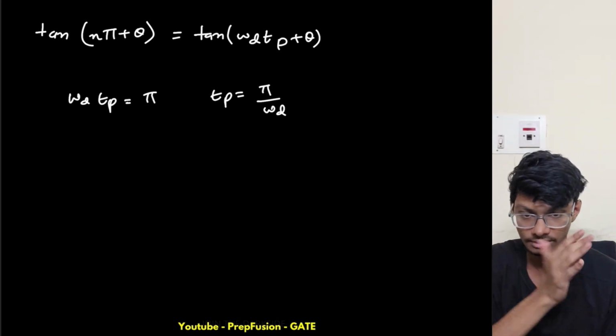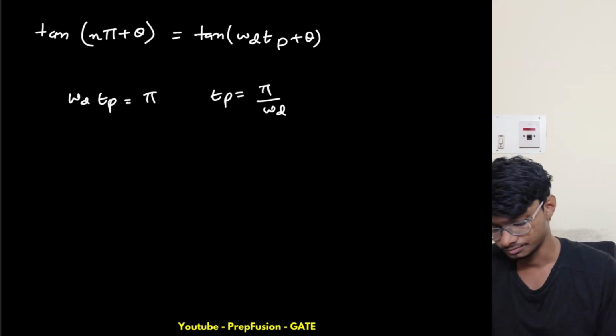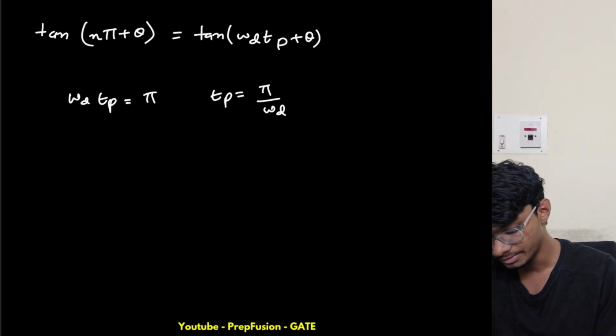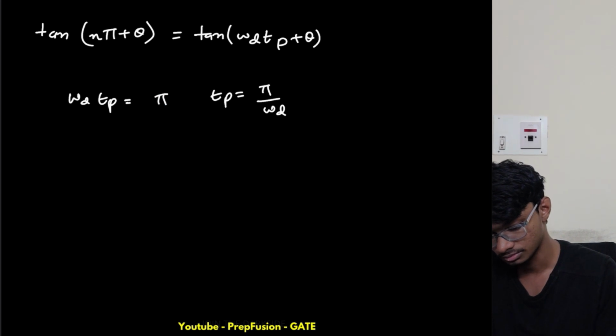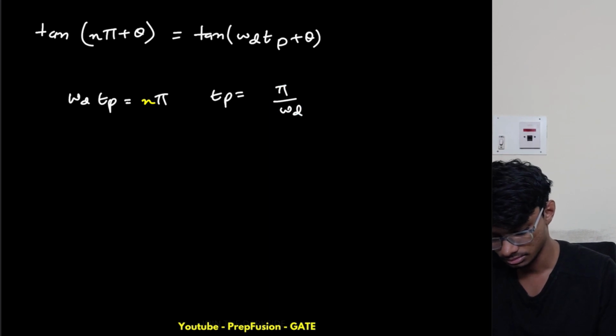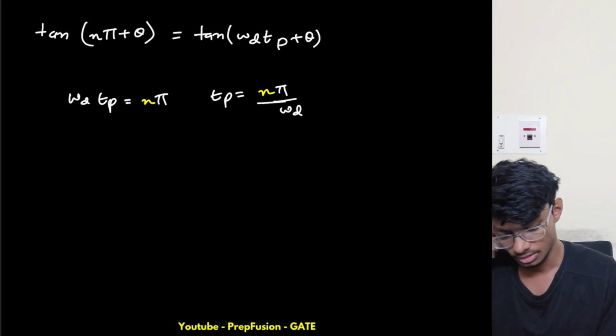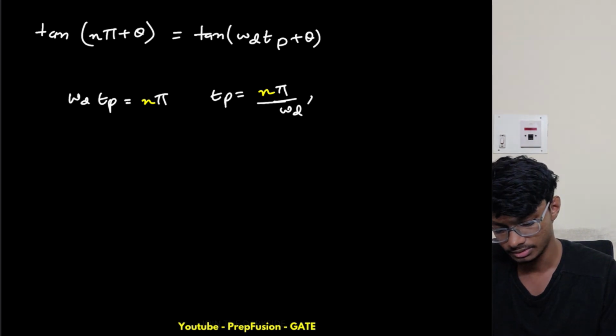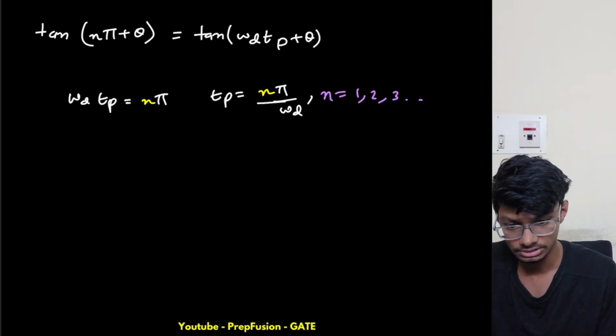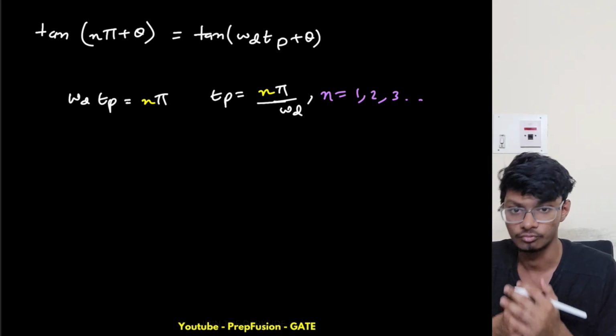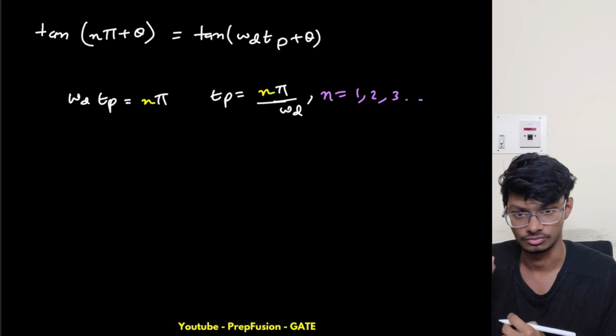If you plot the tan theta graph, you will see. So my tp will be equal to n pi by omega d. This is what my tp will be equal to. Now n can be 1, 2, 3.